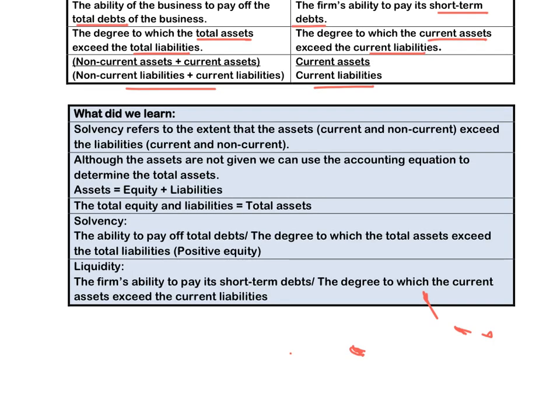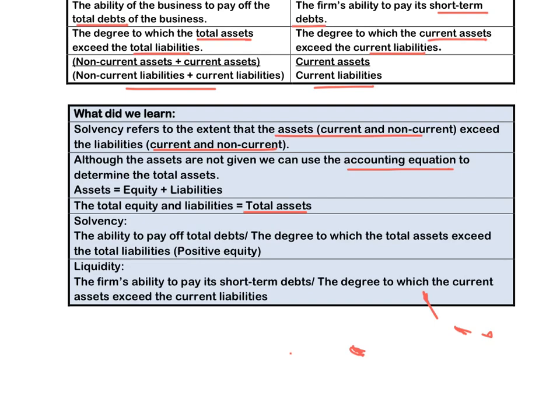What did we learn today? Solvency refers to the total assets, so that's current assets and non-current assets, and the total liabilities, current and non-current liabilities. So it's the extent to which the total assets exceed the total liabilities. Although the assets are not given, you can use the accounting equation to determine the total assets. The total equity plus liabilities equals total assets.